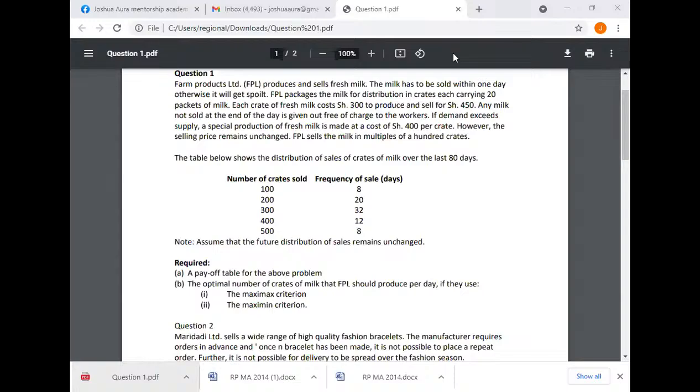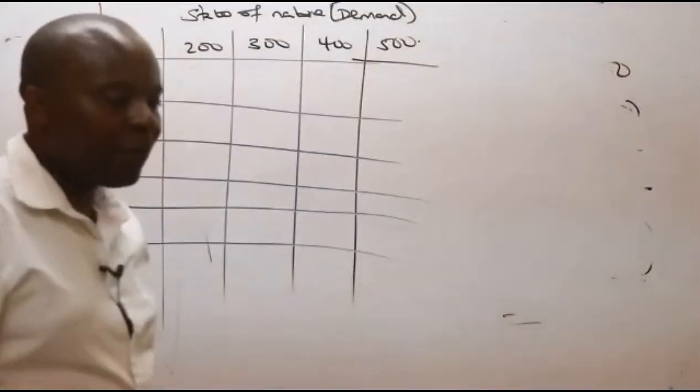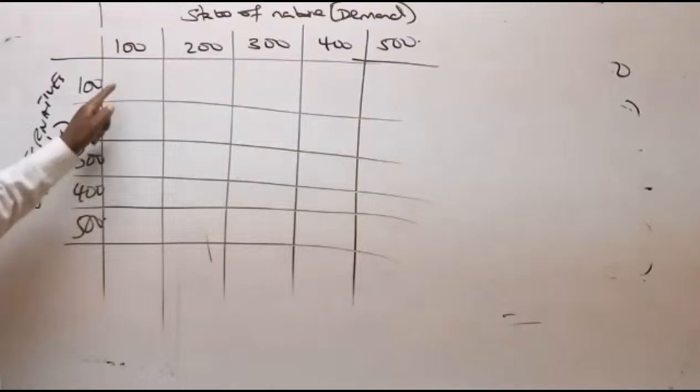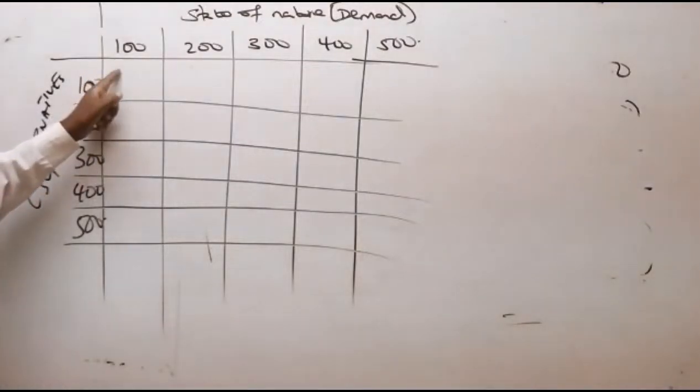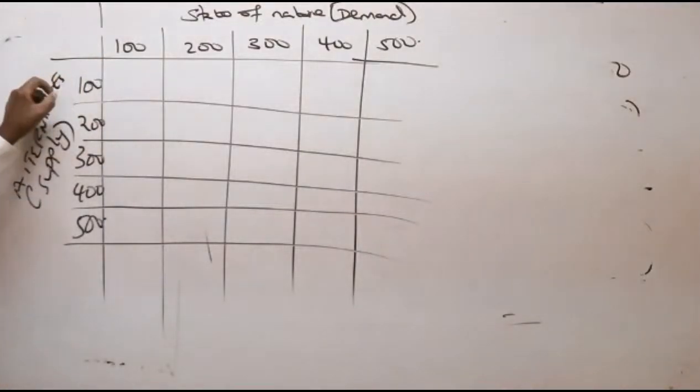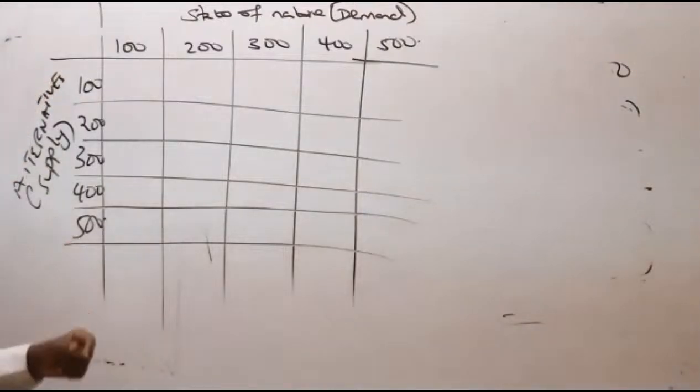So ladies and gentlemen, where do we begin from? Look at my first cell. First cell, ladies and gentlemen, what are the outcomes here? In the first cell, we have set aside, we have produced 100 crates of milk.